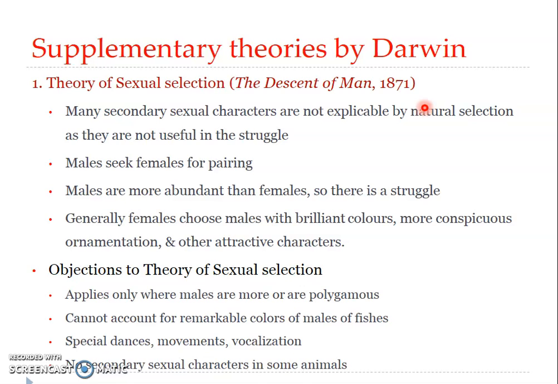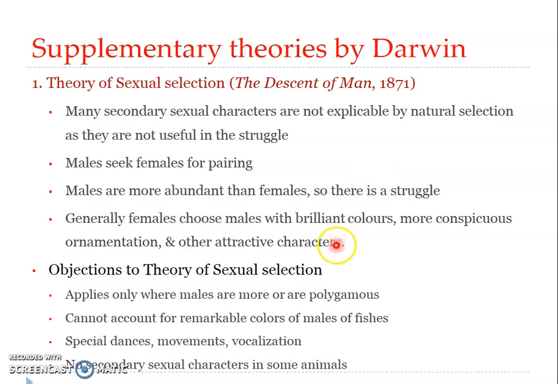So according to Darwin, these characters are not useful to the species to be formed by natural selection. What he says is that these characters cannot be formed by natural selection because they are not useful to the particular species for survival. But he believed that they are useful in the competition between males for the possession of females, or in making a male or female attractive to the opposite sex. So Darwin based the theory of sexual selection on these assumptions.